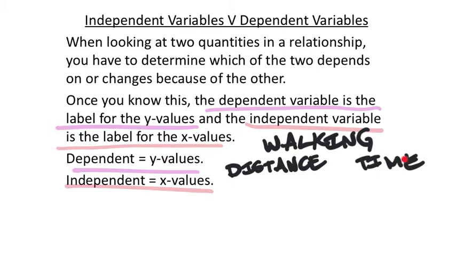Well, time by itself would just go no matter what. But distance, the distance that you walked will depend on how much time that you have walked. So in this case, we would say that distance would be dependent, and then time here would be independent, okay? Like this. In fact, usually when we see time, it is almost always considered independent, okay?